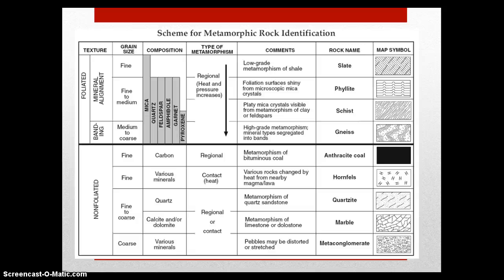So let's do a couple examples here. Here's the graph you're going to see again for metamorphic rocks. You have the foliation, whether or not the mineral alignment is banded or non-foliated. Type of metamorphism: is it regional, is it contact? Composition. Here are some comments, the rock name, and the symbol of the crystals. This one's got a lot of information for you to look at.